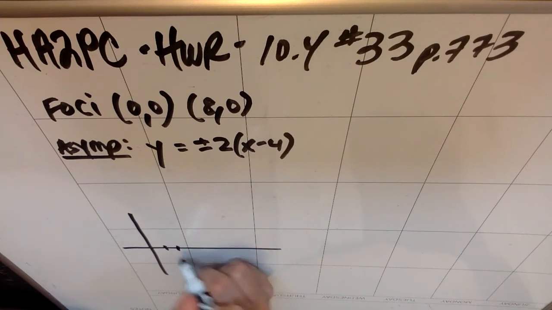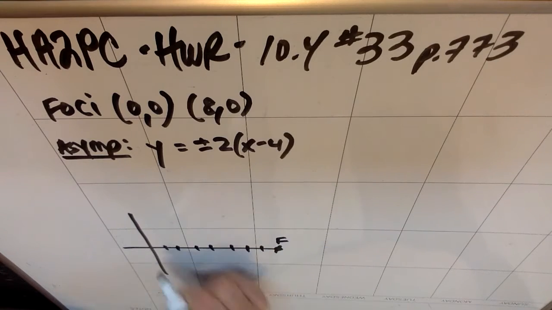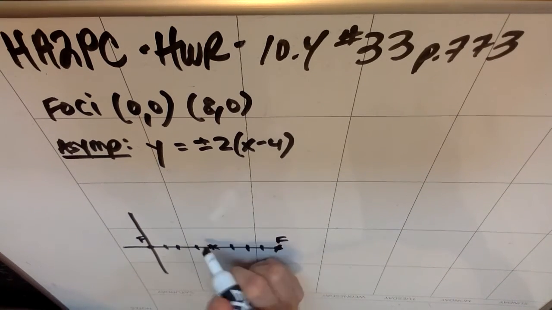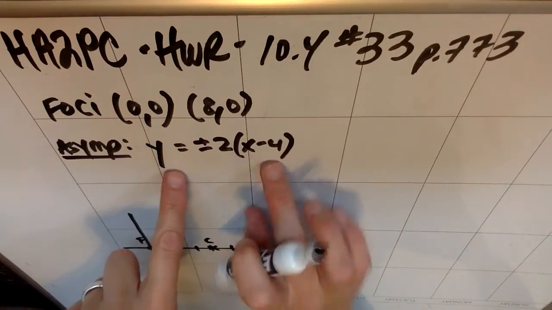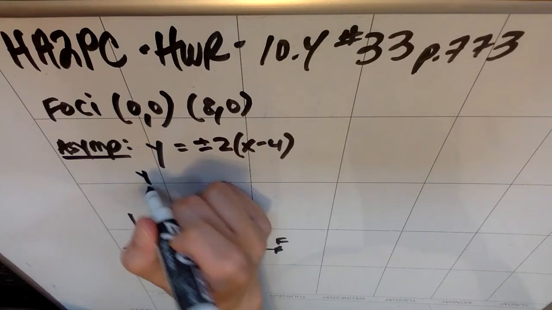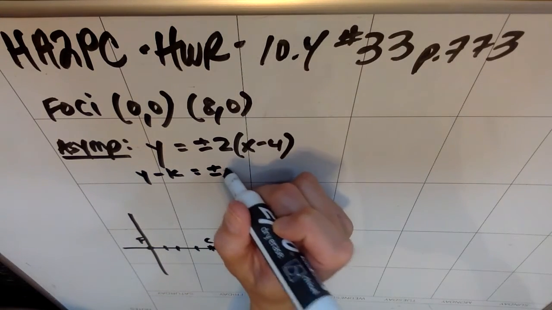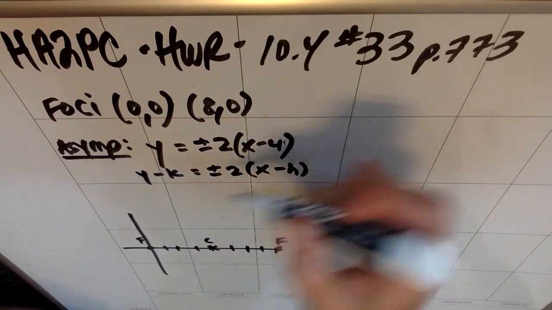So 1, 2, 3, 4, 5, 6, 7, 8. Okay, so there's a focus here and there's a focus here, which means the center has to be halfway between them. So your center is definitely (4, 0). You can see that from the foci. But you could also see that from the asymptote, because remember, the asymptote is y minus k equals plus or minus whatever that slope is, right? In this case, it's a 2, and this would be x minus h. So you can see that the h is 4 and the k is 0.